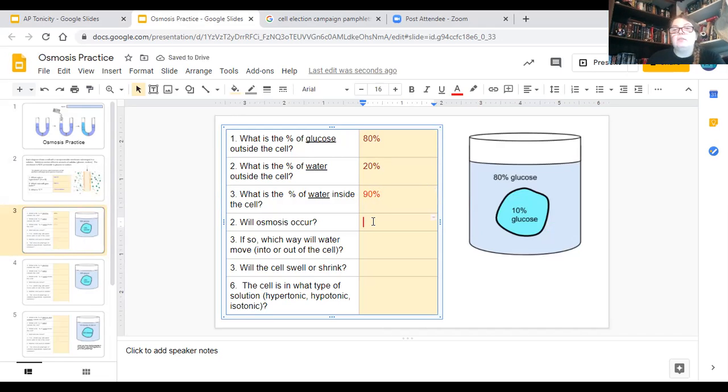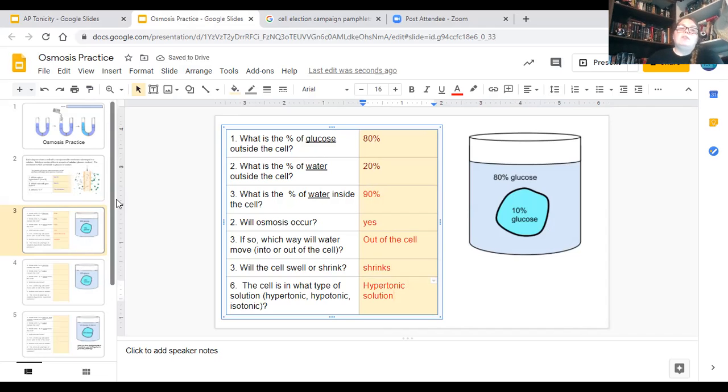So is the water gonna move? We have 20% water versus 90% water. Is water gonna move? Yeah, osmosis is going to occur. So which way is it going to move, into or out of the cell? So I'm in a very hypertonic solution, so the cell is going to lose water. It's going to move out of the cell. Is the cell going to shrink? Remember, when we put a cell in a hypertonic solution, it shrinks. And we just said the cell is in a hypertonic solution.